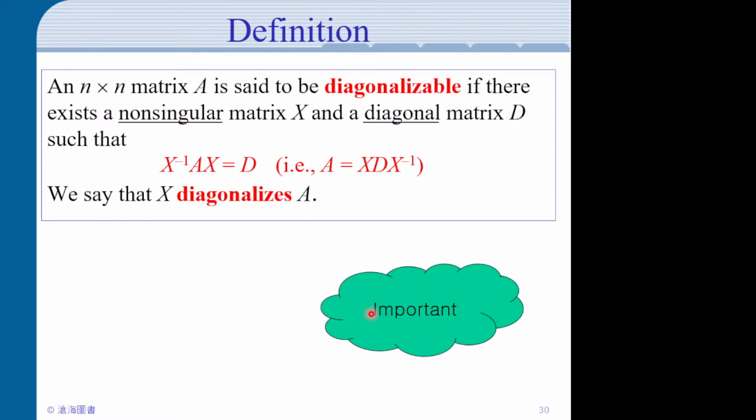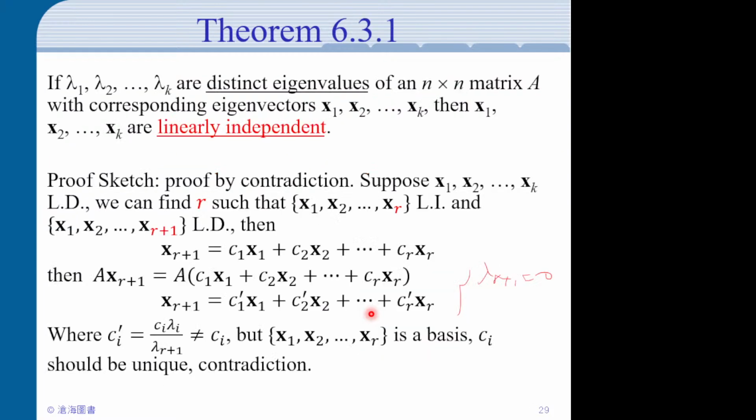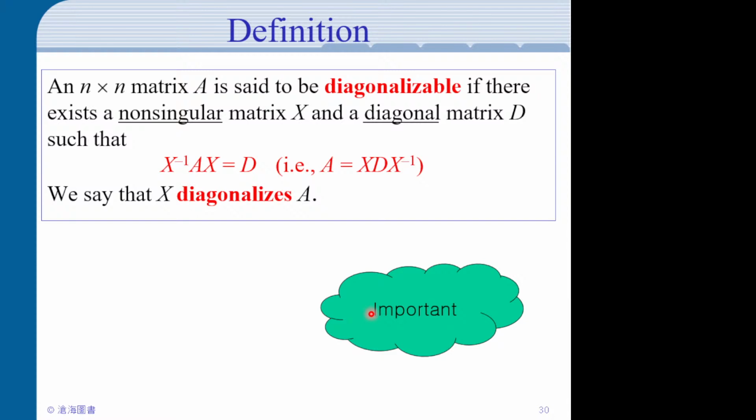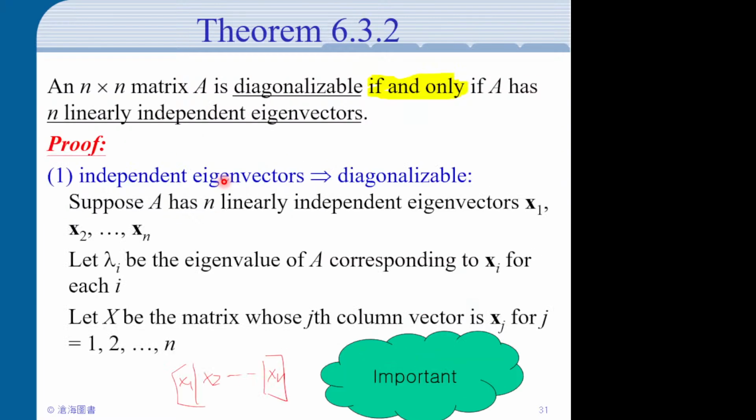Then we have the definition of diagonalization here, and a more formal definition of diagonalizable. Diagonalizable means you can diagonalize the matrix, and diagonalize means you can find some invertible X such that X minus 1 A X equals some diagonal matrix. Then we have this theorem that says a matrix is diagonalizable if and only if all its eigenvectors are linearly independent.